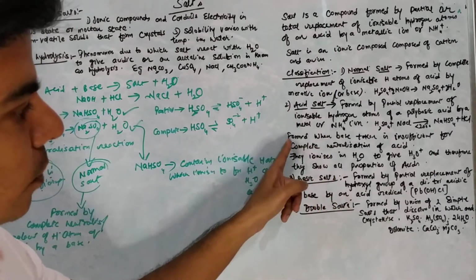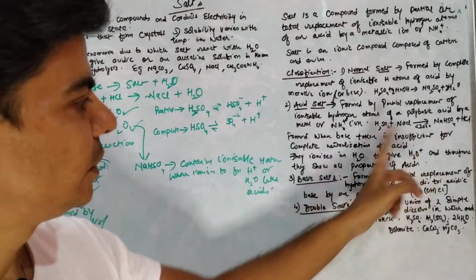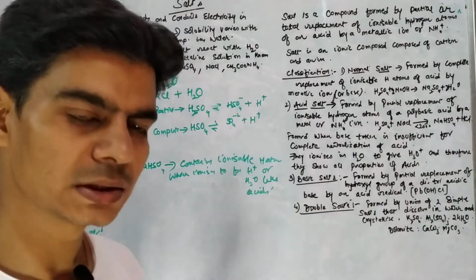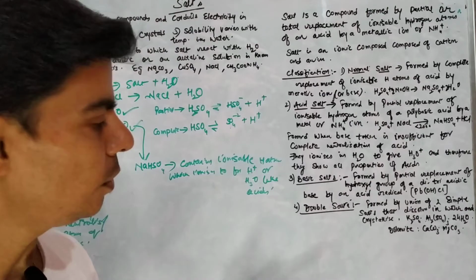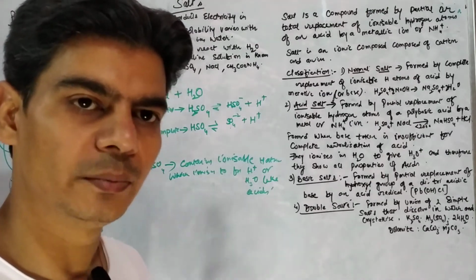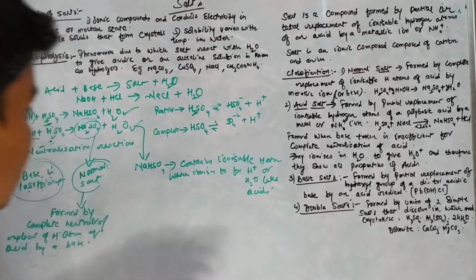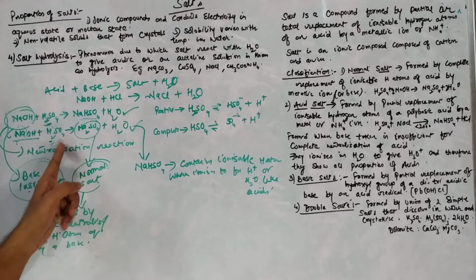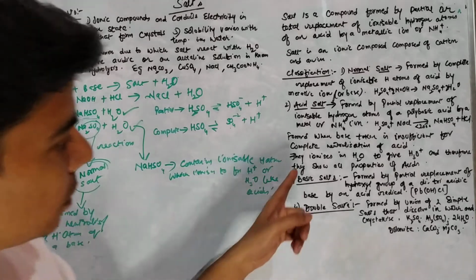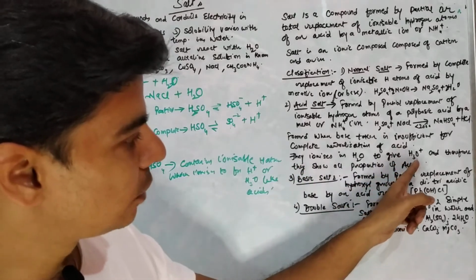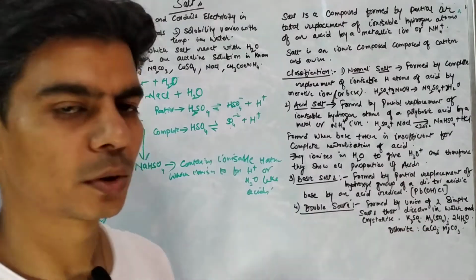These salts are formed when the base is taken in insufficient quantity. Because the base is in insufficient quantity, we have taken less base, right. So that less quantity of base could not react with the acid completely to replace both the hydrogen atoms of the acid, right. So it formed an acid salt. They ionize in water to give hydronium ions, and therefore they show all properties of acids.